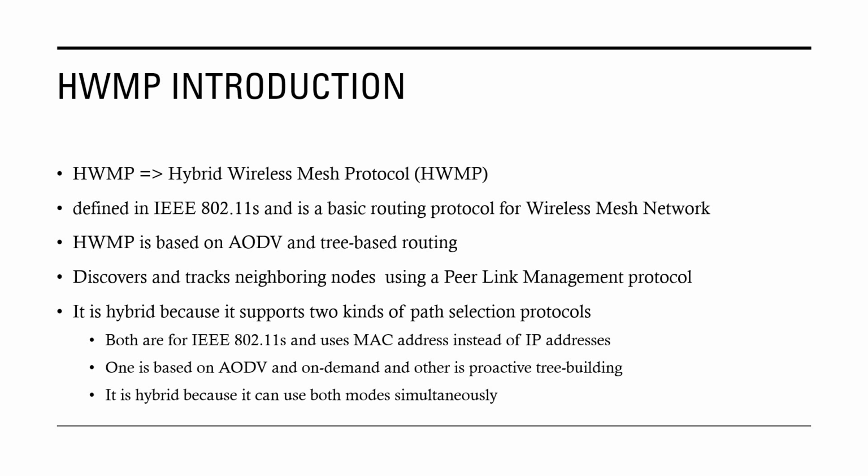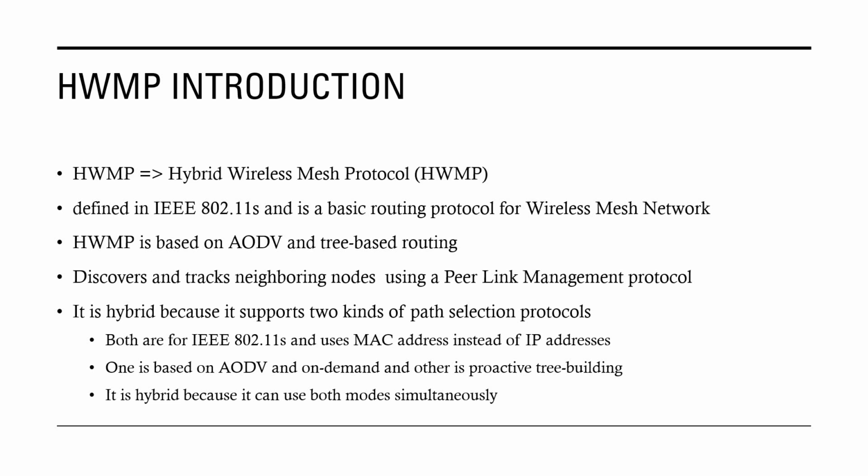So neighboring link management protocol, that's also how we can term it or phrase it. It is hybrid, or the name says that it's hybrid, because it supports two kinds of path selection protocols, and both are actually used in IEEE 802.11s, and it uses MAC addresses instead of IP addresses. So if you remember, MAC addresses are addresses based on the data link layer, and IP addresses are based on the network layer. So this protocol uses the MAC addresses instead of the IP address.